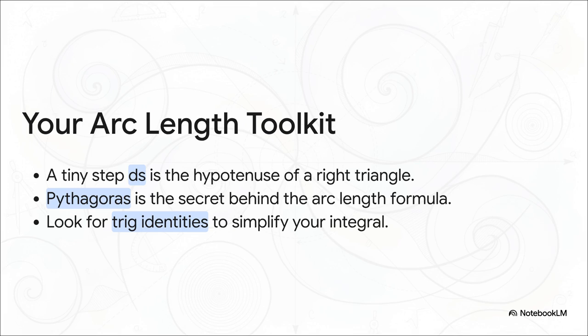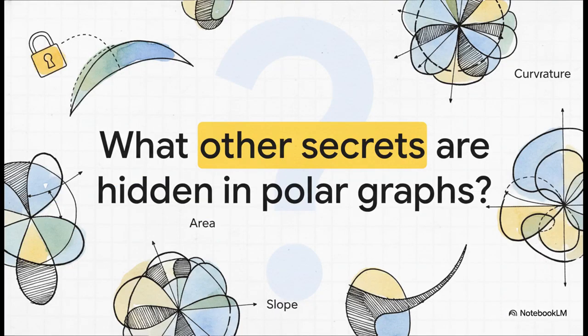Second, never forget that the Pythagorean theorem is the real powerhouse driving this entire formula. And finally, when you get stuck staring at a messy integral, go on the hunt for those trig identities. They are your secret weapon for making the complicated simple. So there you have it. We've totally cracked the code on how to measure length in polar coordinates. This is a seriously powerful tool to have in your back pocket. But you know what? It's really just the beginning. It kind of makes you wonder, if we can figure out length, what other secrets like area or slope or even curvature are just waiting to be discovered inside these amazing polar graphs?